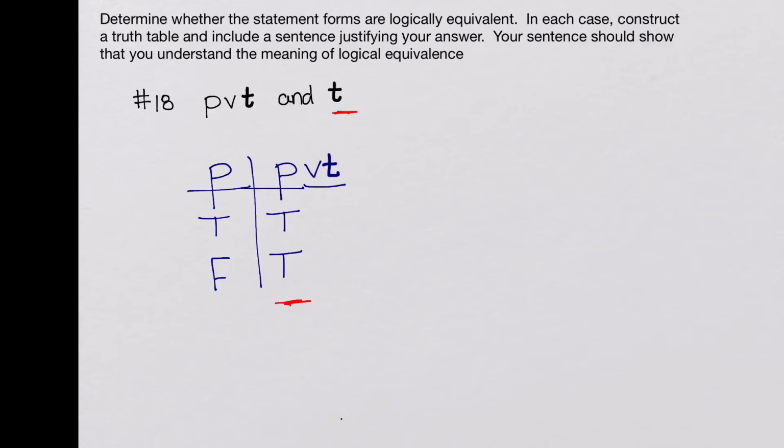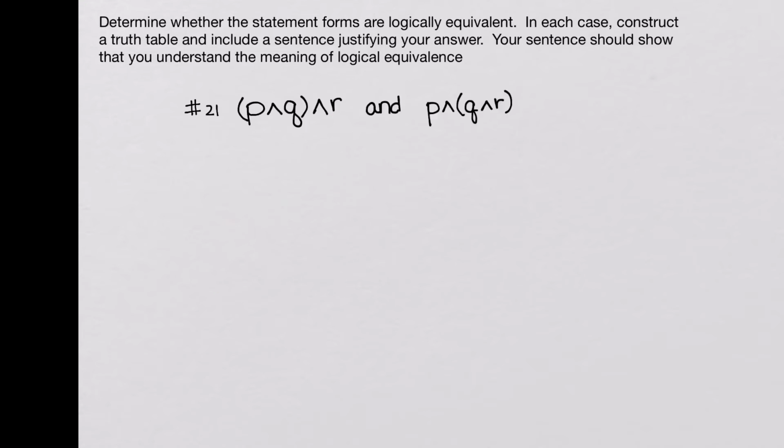So I'll say the same thing that I did in the last one. Since the two statements always have the same truth value for every row of the truth table, they are logically equivalent. Let's take a look at the next one.